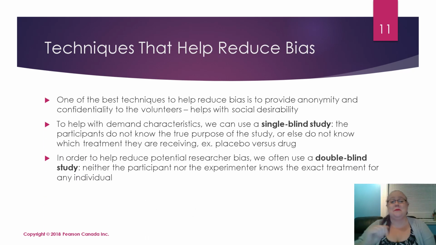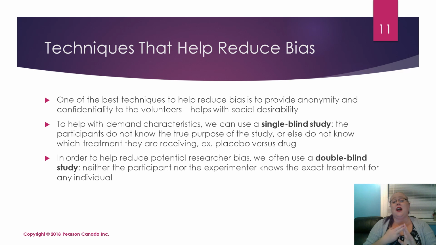Speaking of that, here are some techniques that help us reduce bias. One of the very best techniques to help reduce bias is to provide anonymity and confidentiality to the volunteers. Especially, as I mentioned before, if you're conducting research that's talking about difficult topics, things that people consider taboo or might not want to talk as much about, you really have to be careful to ensure participants know that their data will be kept anonymous. So once that data is collected, you won't be able to tie it back to them. It'll be all put into a pile, and so there's nothing identifying associated with the data.